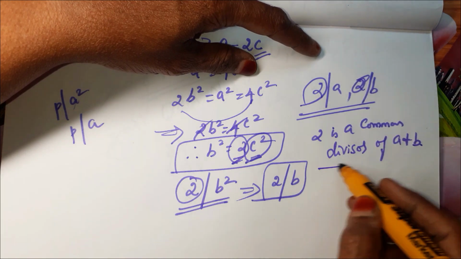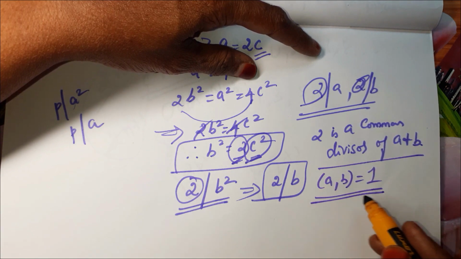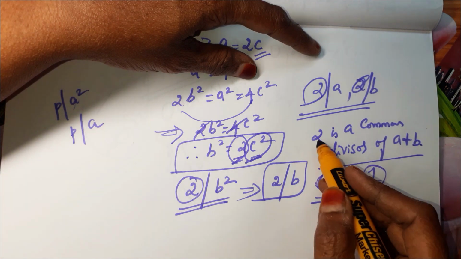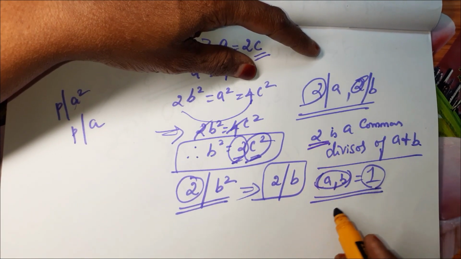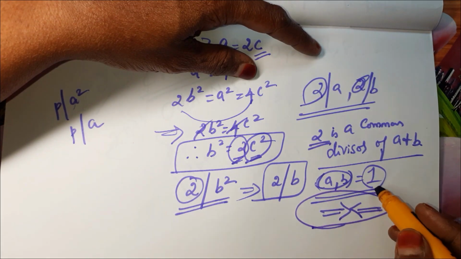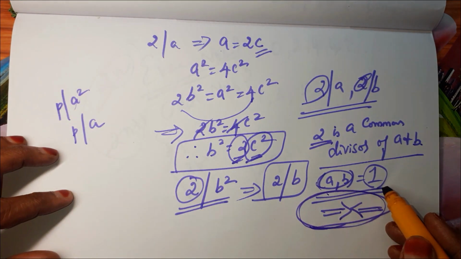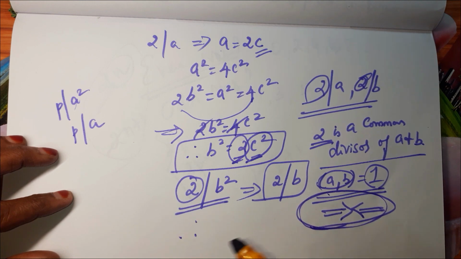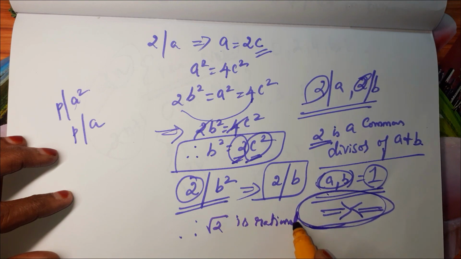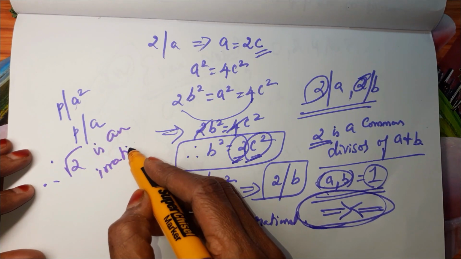But beginning what we started with, a and b are co-prime. That means a and b have the common divisor 1. But here we are getting that as 2, which is a contradiction. This symbol is for contradiction. What we started with, a and b are co-prime, is not true here. So this is a contradiction. Therefore, our assumption that root 2 is rational is not possible. Therefore, root 2 is an irrational number.